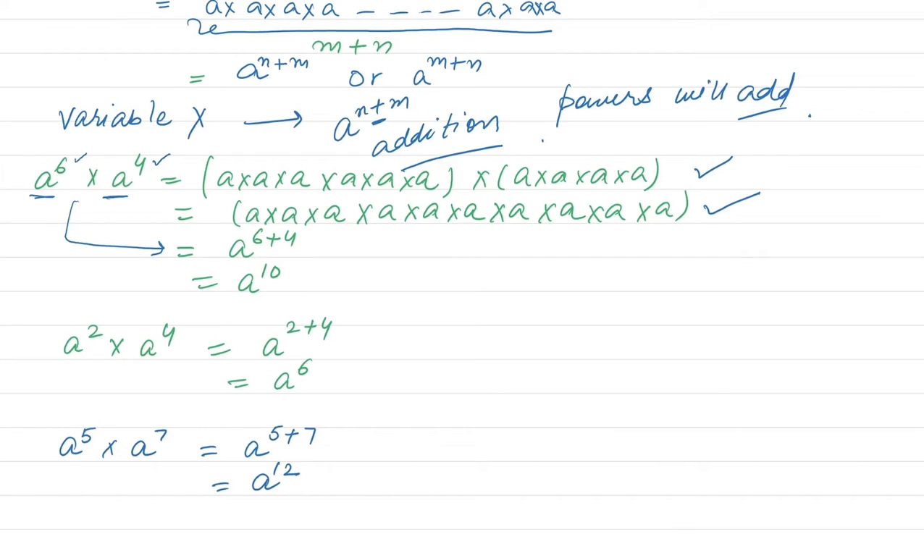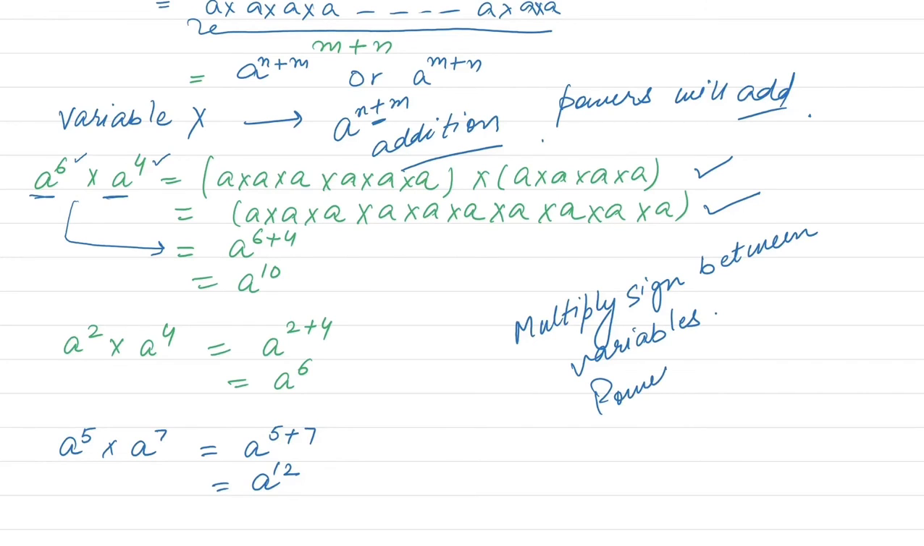So just remember in this one, if there is a multiply sign between the variables, we just need to add the powers. So just remember, multiply and powers will get added. That's it.